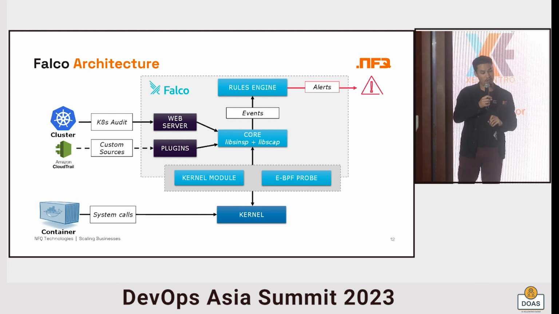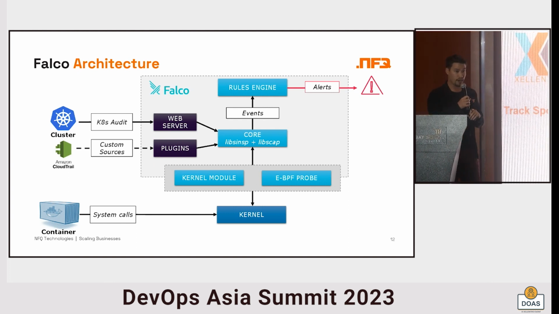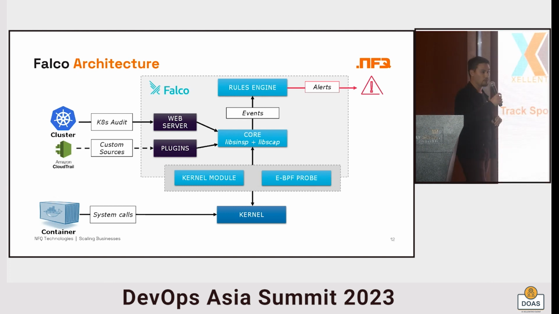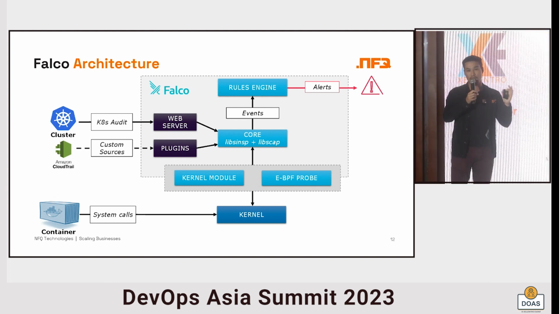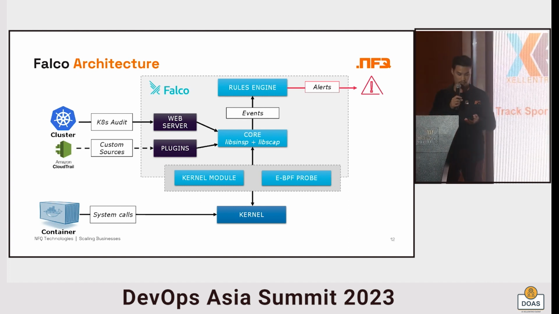So, for example, one of the first connectors that was implemented was to connect to CloudTrail, which is a very famous log system managed by AWS. And basically, you can also ship to Falco some application logs, which is interesting.